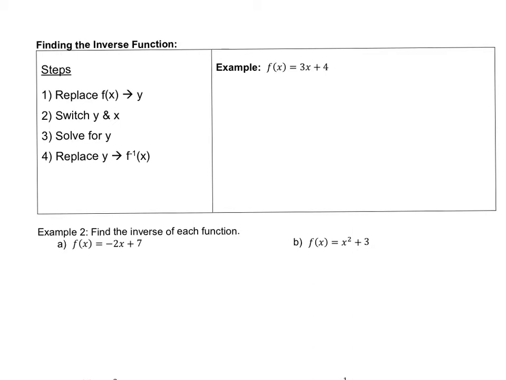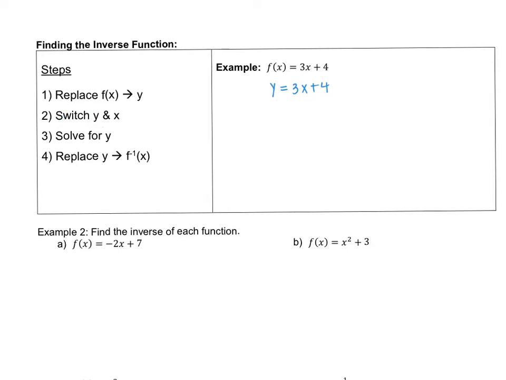What you have to do is, most of the time functions have the f of x instead of y. So what we do first is we replace the f of x with y just to make this a little bit easier for us to solve. But just as a quick reminder, f of x is another way we can represent the y on a graph. Let's go ahead and do that there. So this f of x is now y, and we have 3x plus 4. So that's step 1.